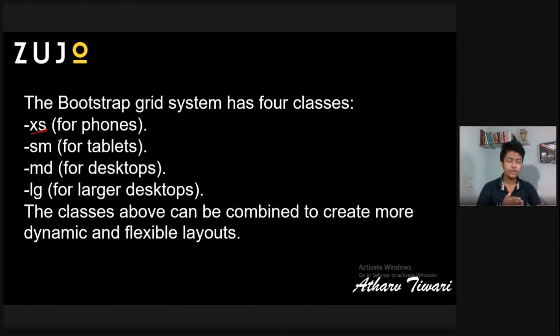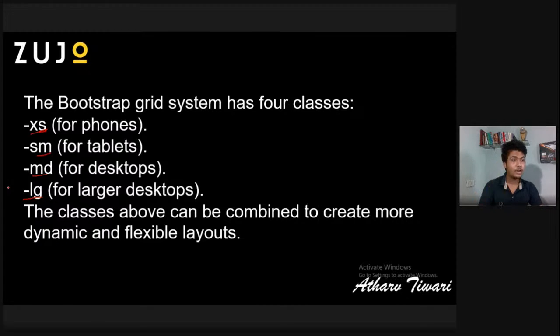If I want to show some particular text only on phones, I will use xs. If I want to show a particular text for only tablet size, then I will use sm. Only for desktop I can use md, and only for lg, that is large desktop. That means nowadays we have Android TVs, so for Android TV I will use lg.